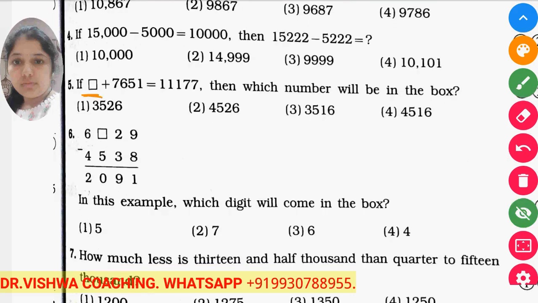Now see, an empty box plus 7651 is equal to 11,177. Which number will be in the box? So you have to subtract this 7,651 from this 11,177 to get that number. Okay, you all can do it. So this is for your homework. The next is also for your homework because you have to find the number which is missing in the box.